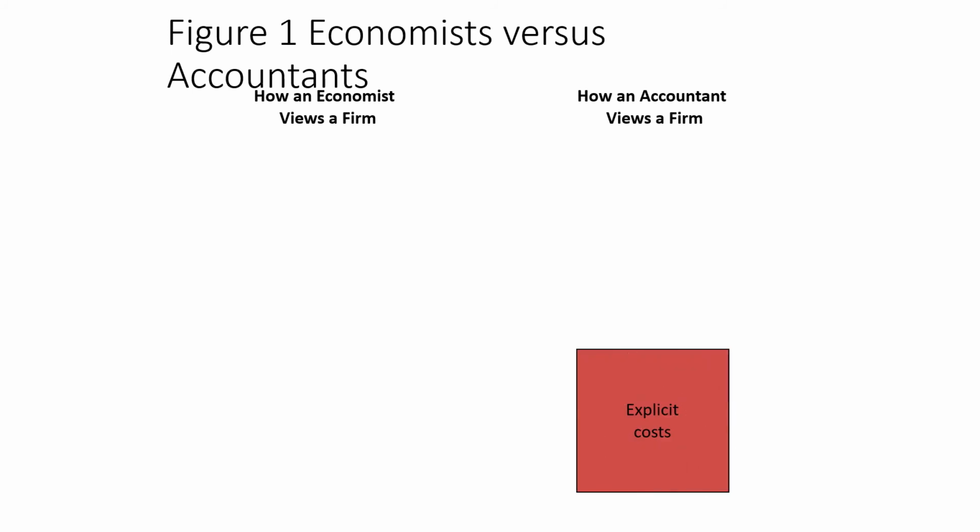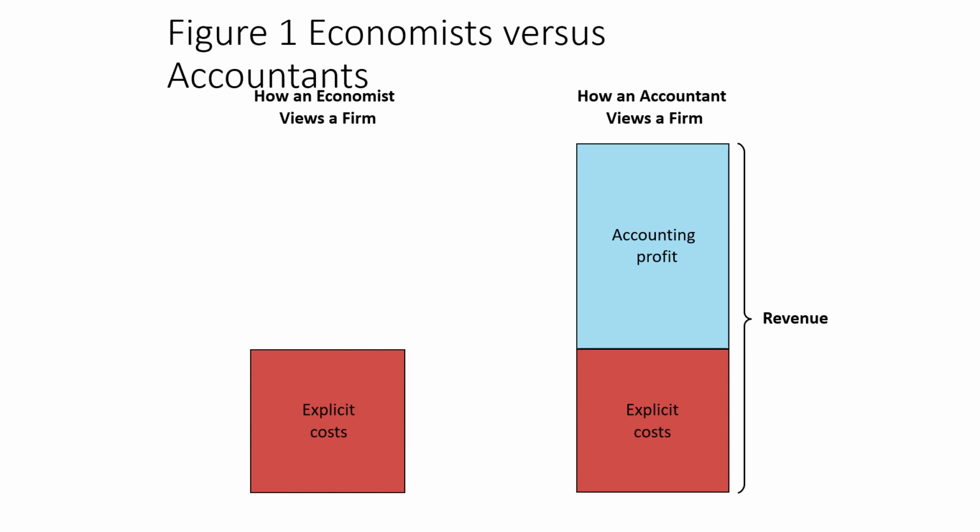Let's see that we have the explicit cost that an accountant is facing while he is calculating the profit for a firm, and then there is the accounting profit. This is the total revenue. So from the total revenue a firm subtracts the explicit cost, and what we get is the accounting profit. So the profit is calculated in this manner.